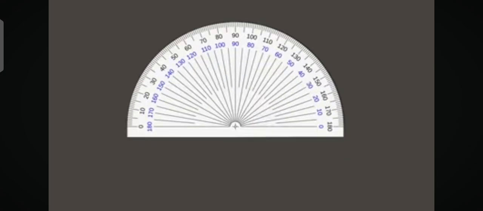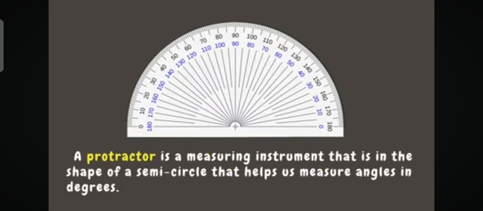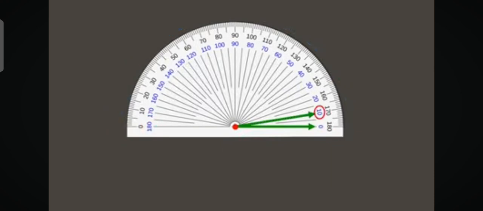The best way to measure an angle is by using a protractor. A protractor is a measuring instrument in the shape of a semicircle that helps us measure angles in degrees. It has degrees marked clockwise from 0 degrees to 180 degrees in the outer scale, and counterclockwise from 0 degrees to 180 degrees in the inner scale. For example, this angle measures 10 degrees. We can also make a 10-degree angle on the other side.